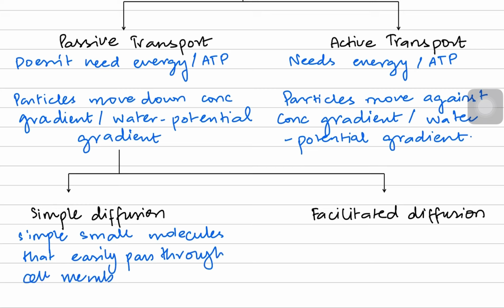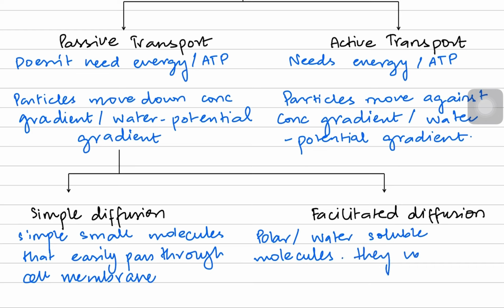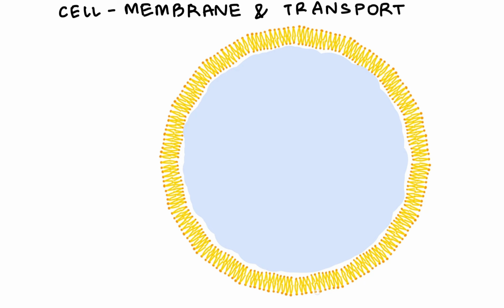They move from a higher concentration region to a lower concentration region. It is for simple and small molecules which can pass through the cell membrane without hurdles. Facilitated diffusion works for polar substances which are water soluble, because water soluble substances can't pass through the cell membrane easily. So they need supporting substances. They need channel proteins or carrier proteins which are on the cell membrane.